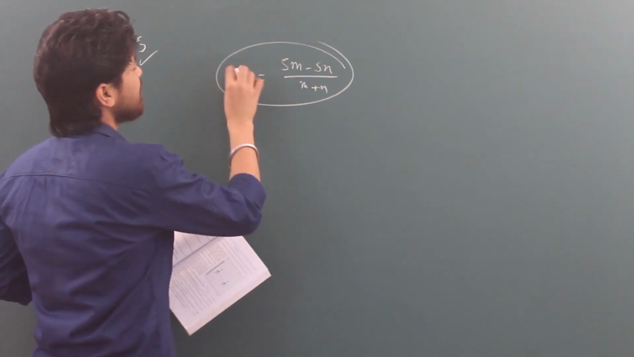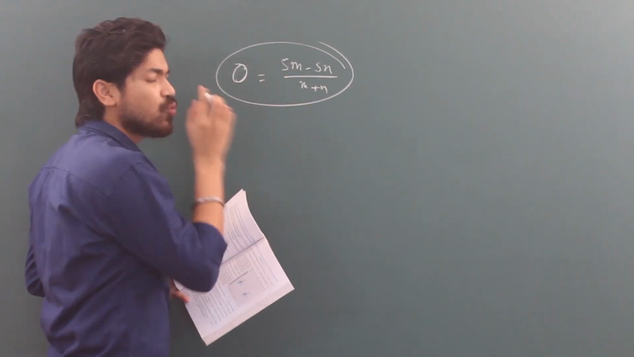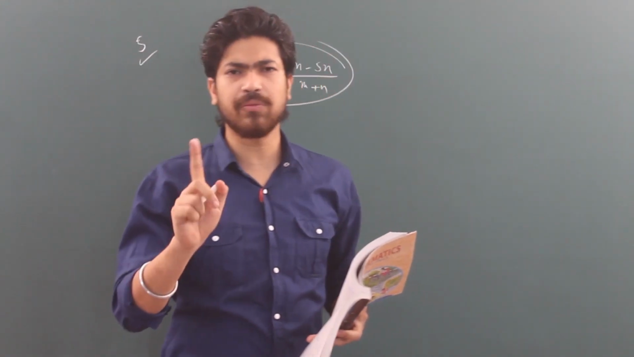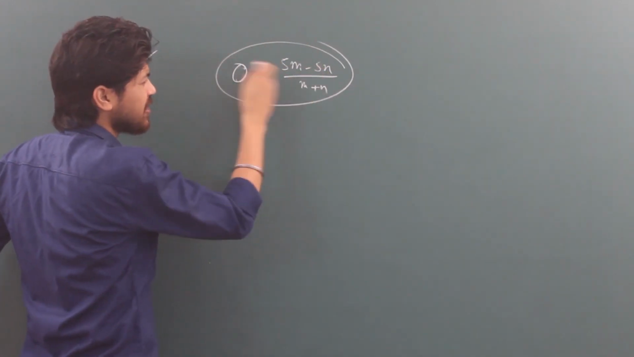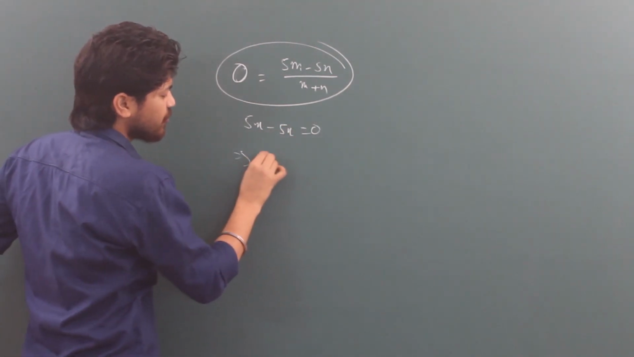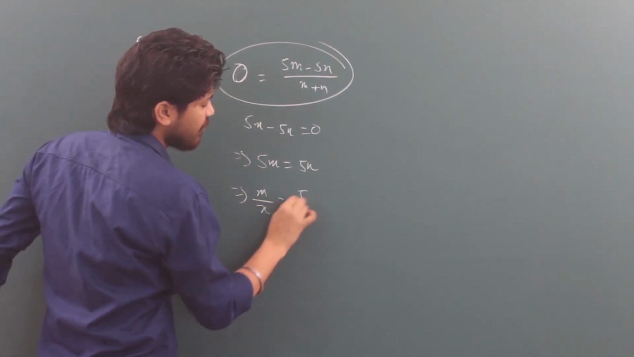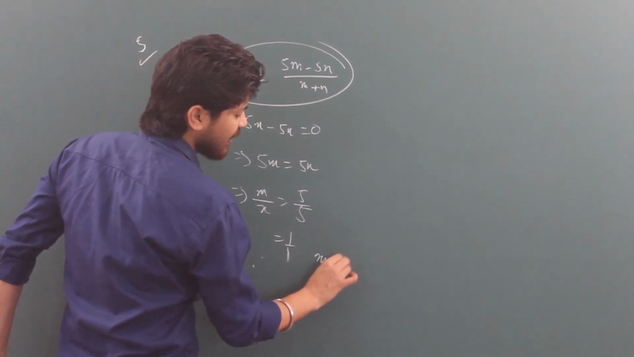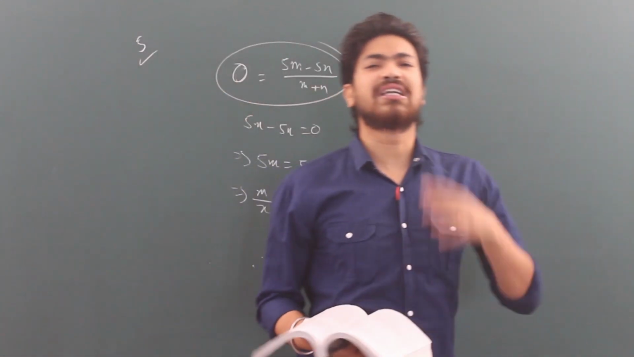So then it would be C, suppose 0 equal to 5m minus 5n by m plus n. That means when the value will be 0, the numerator will be 0, because the denominator can't be 0. So 5m minus 5n equal to 0, which implies 5m equal to 5n. Therefore the ratio m by n equal to 5 by 5, so 1 by 1. Therefore the ratio m to n is 1 is to 1. Got it? So this was the last part.